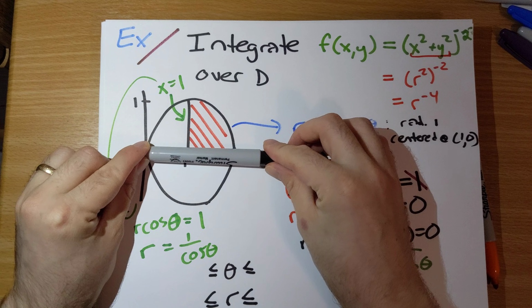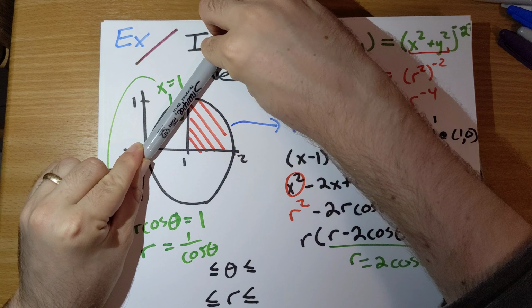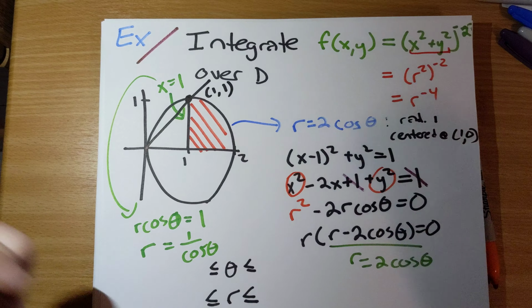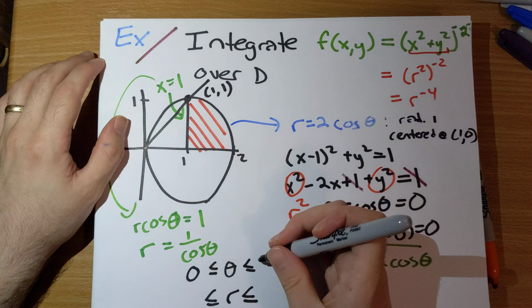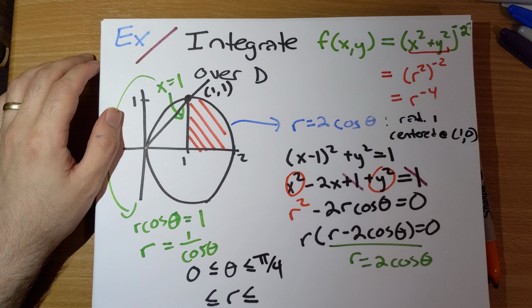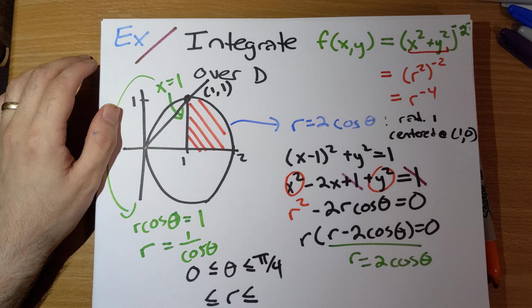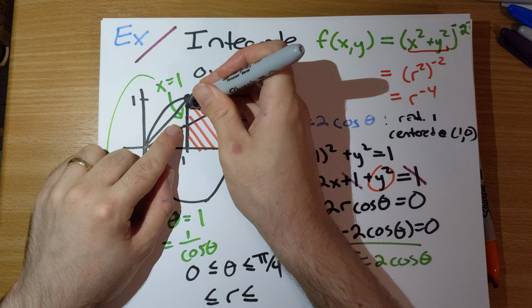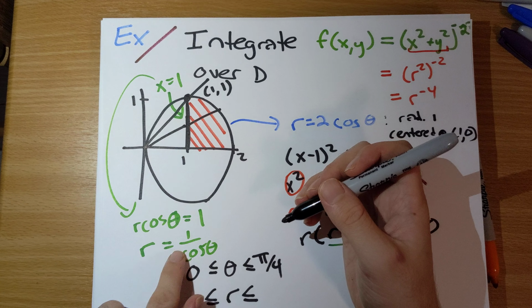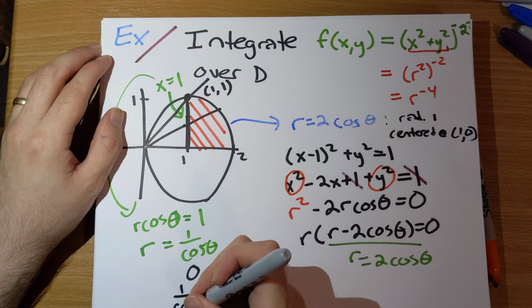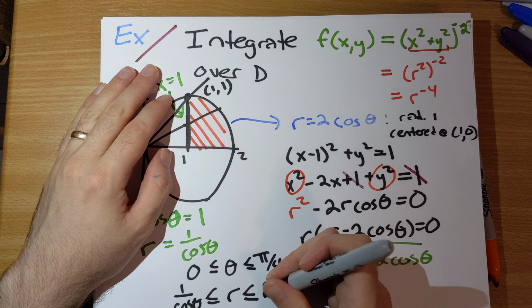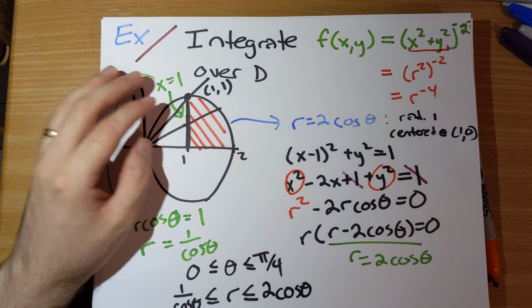So theta starts at 0, and we end right here at the point (1, 1), which has theta equal to pi over 4. So theta runs from 0 to pi over 4. As for r, for a generic theta value, the smallest r can be is this line right here, which is r equals 1 over cosine theta. And the biggest r can be is at this circle right here, which we said is r equals 2 cosine theta.